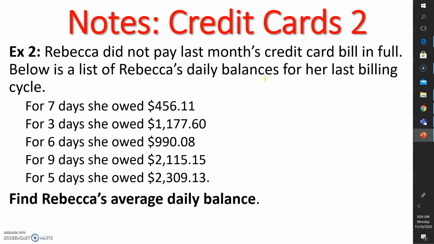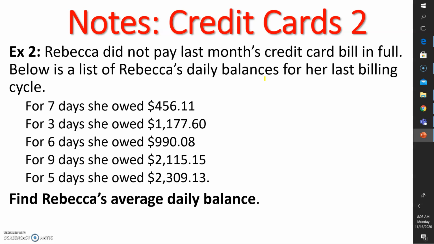Example 2. Rebecca did not pay last month's credit card bill in full. Below is a list of Rebecca's daily balances for her last billing cycle. For 7 days, she owed $456.11. For 3 days, she owed $1,177.60. For 6 days, she owed $990.08. For 9 days, she owed $2,115.15.